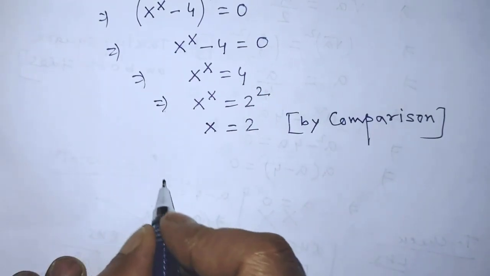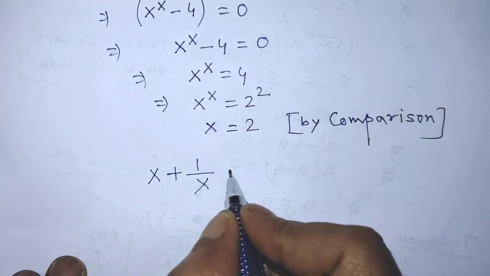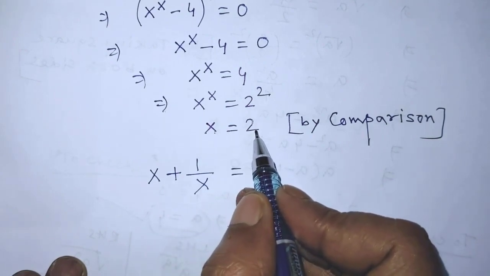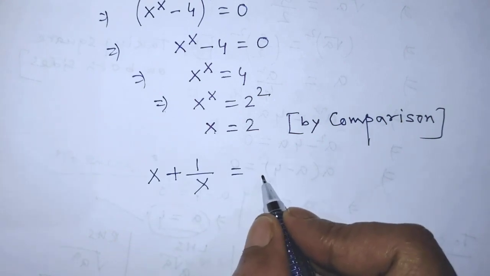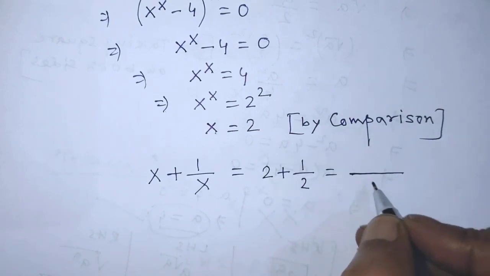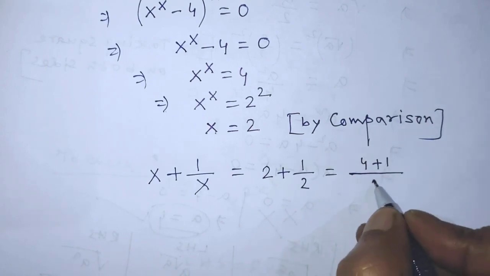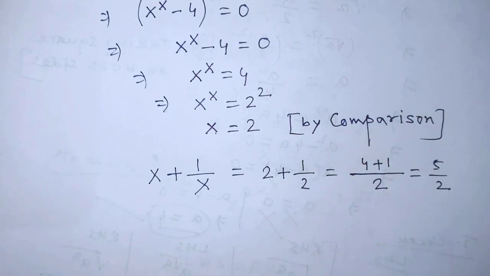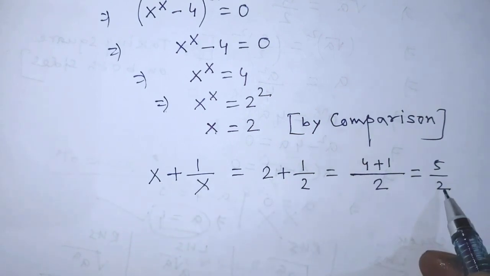But we have to find the value of x plus 1 over x. So student, now we can put the value of x is equal to 2 in this algebraic expression. So we can write in here 2 plus 1 over 2 is equal to, we can write in here 4 plus 1 over 2. Then you get 5 over 2. So student, the value of x plus 1 over x will be 5 over 2.